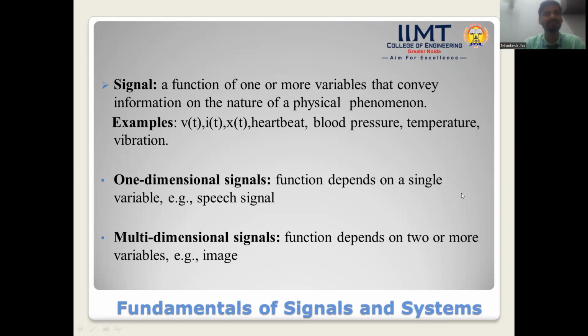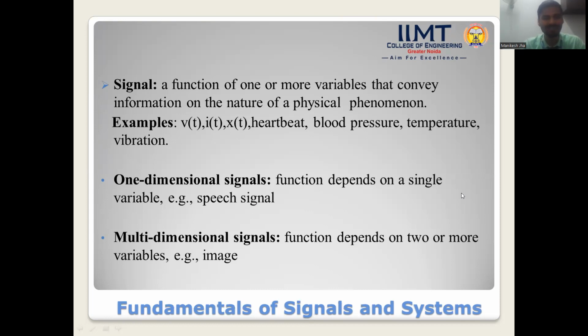So first of all, what is a signal? A signal is a function of one or more variables that conveys some information. It means a signal is that which gives you some information. It may be a one-dimensional variable or a multi-dimensional variable. What are the examples? When we discuss network theory or circuit theory, voltage is represented as V of t. Voltage is a function of time, so it is only one variable. This V of t is a one-variable function because it is only a function of time.